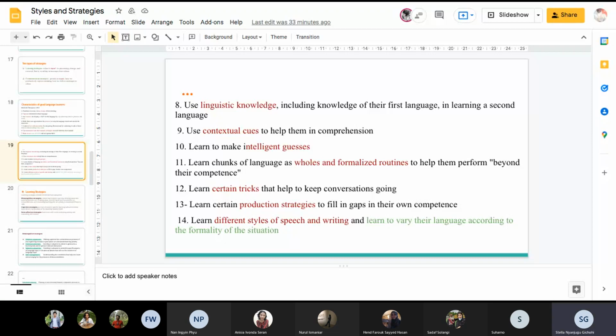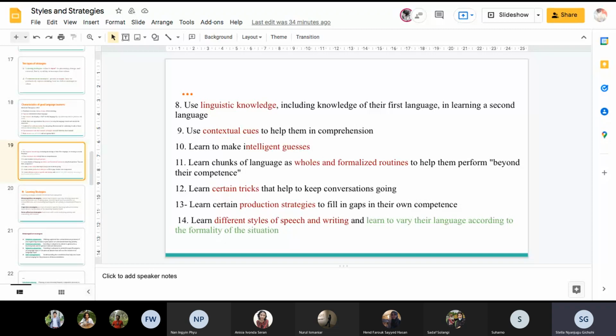Number 9, there is use of contextual cues. Let me give an example. For example, a learner is reading a book, and in the book there's a picture. They don't know the word, they don't know the meaning of the word in the second language, but they can see a picture. Let's say it's a picture of a cup, so they can look at the picture and know that this one is a cup from their first language. So they learn that if I see an image like this, we call this a cup. So that is contextual cues.